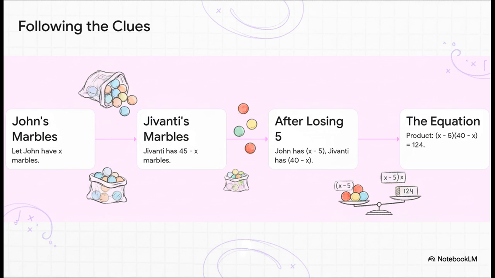All right, let's follow the evidence trail. If we say John starts with X marbles, then Javanti has to have 45 minus X, right? Because they have 45 total. Now, after they each lose 5, John has X minus 5, and Javanti has 45 minus X minus 5, which is 40 minus X. And our final clue is that the product of those two new amounts equals 124.